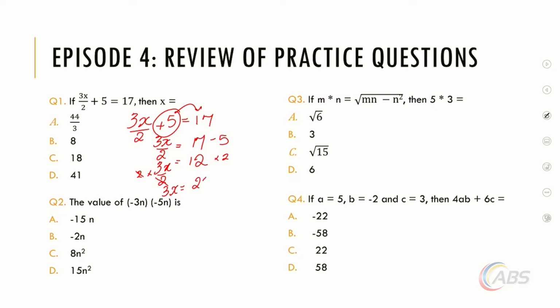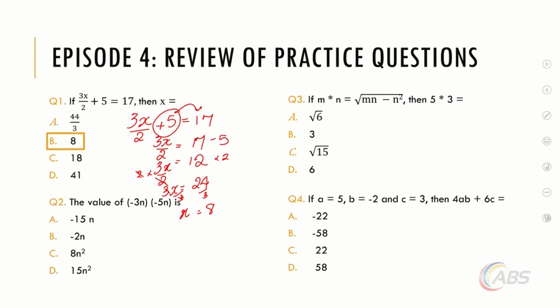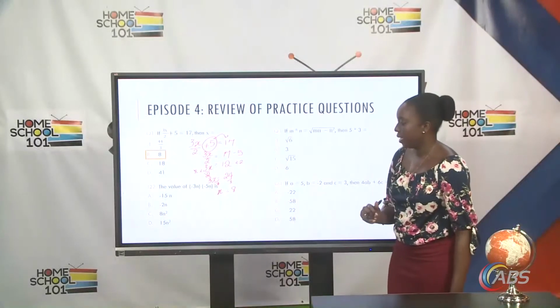is 24. And then now, in order to find x, we're just going to do the opposite of what's happening, which is x being multiplied by 3, and so the opposite of multiplication is division. And so I'm going to divide by 3 and divide by 3. Therefore, x is equal to, 3 goes into 24, 8 times. Okay, so our answer there is B, 8.